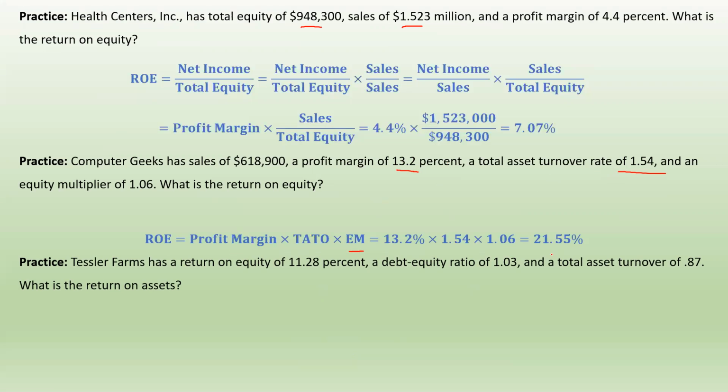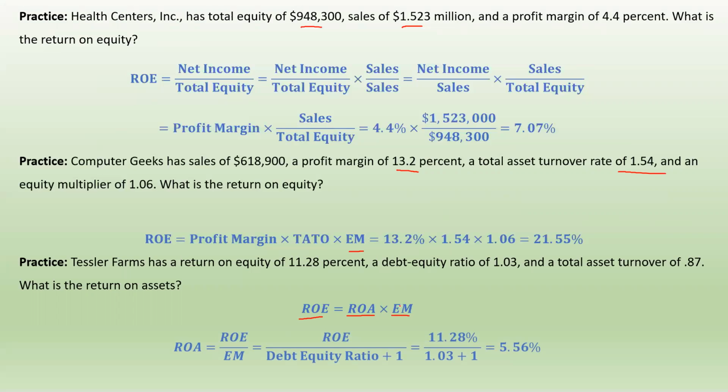Tesla Farms has a return on equity of 11.25%, a debt equity ratio, and total assets turnover. What's the return on assets? Remember, according to the DuPont analysis, return on equity equals return on assets times equity multiplier, which means return on assets equals return on equity divided by equity multiplier. And the equity multiplier equals the debt equity ratio plus 1. Then we can find that return on assets is 5.56%.